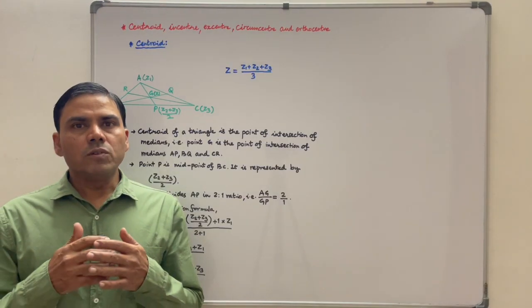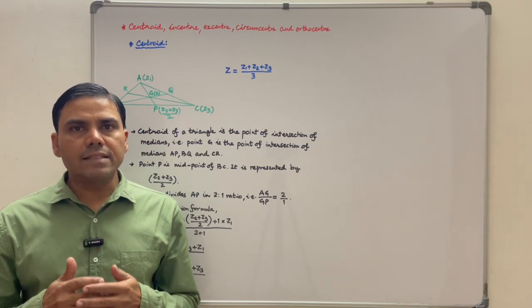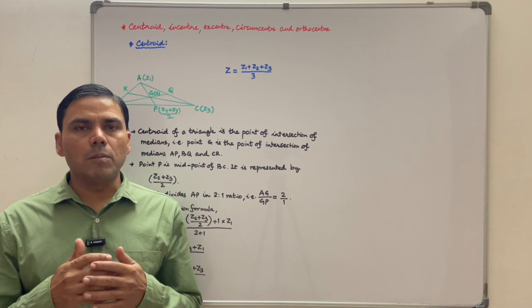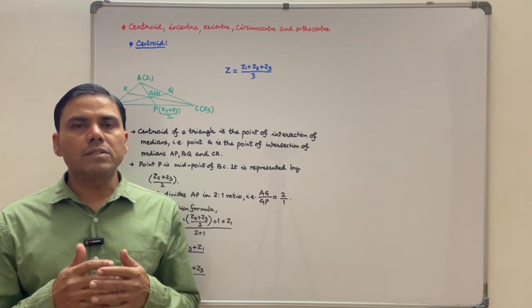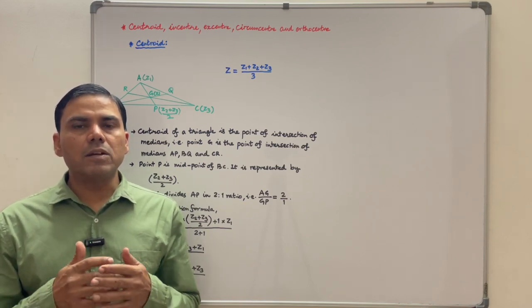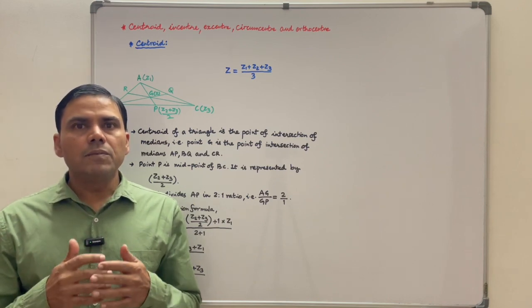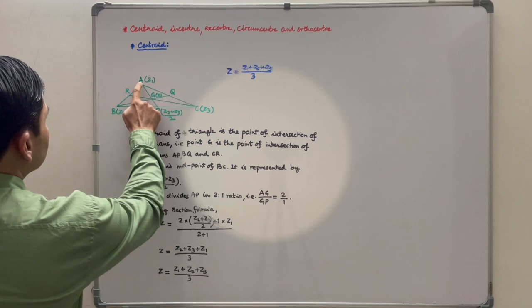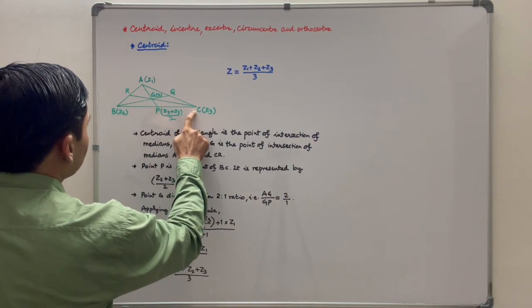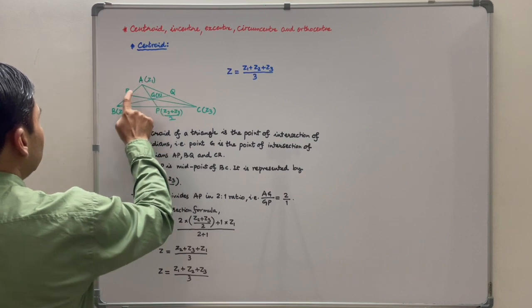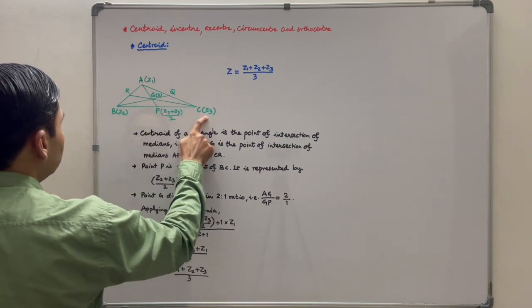Now let us see how centroid, incenter, excenter, circumcenter and orthocenter are represented by a complex number when three vertices of a triangle are represented by complex numbers z1, z2 and z3. First one is centroid. Suppose ABC is a triangle. Its vertices are represented by complex numbers z1, z2 and z3.